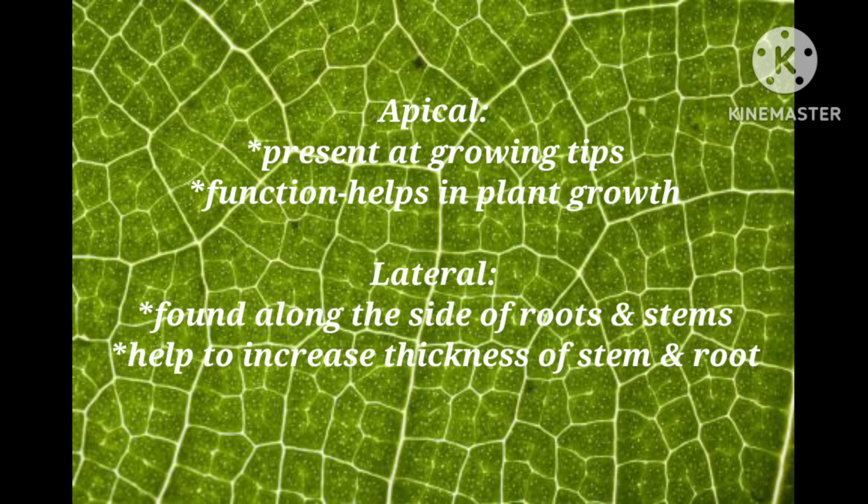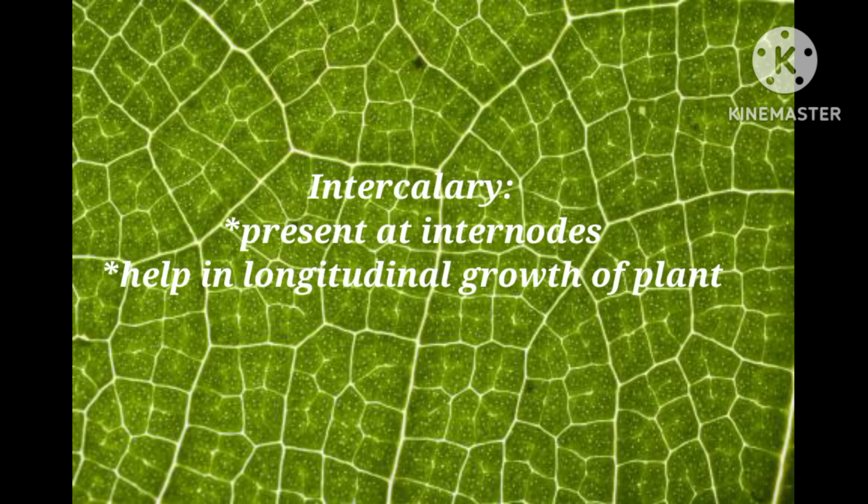So the first one is apical meristem. It is present at growing tips. The function of apical meristem is that it helps in plant growth. Lateral meristem is found along the sides of roots and stem. Its function is to increase the thickness of stem and root. Then intercalary meristem is present at internodes. Its function is to help in longitudinal growth of the plant.